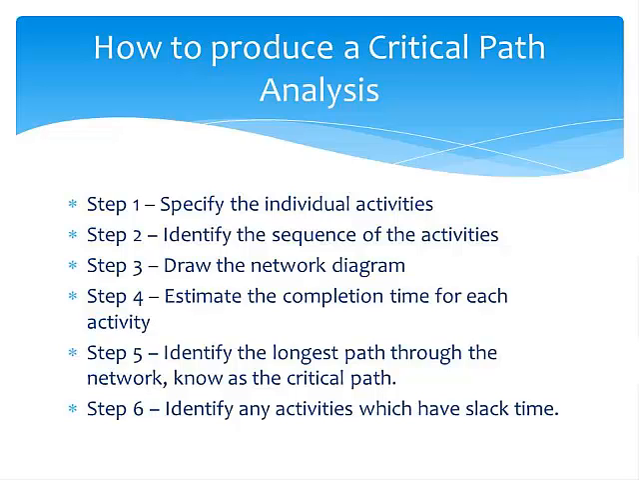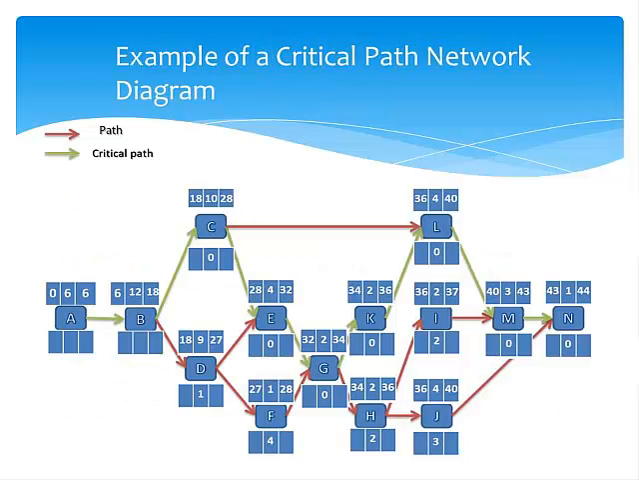First step is specifying the individual activities. Second step is identifying the sequence of the activities. And the third step is drawing the network diagram. An example of a critical path analysis can be seen on the slide. Each activity is identified by a letter, and step 4 of producing a critical path analysis is to estimate the completion time for each activity. This is identified in the middle box above each letter. For example, for activity A, the estimated completion time is 6 weeks, and for activity C, it is 12 weeks.